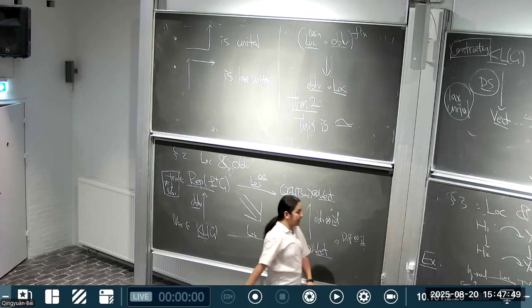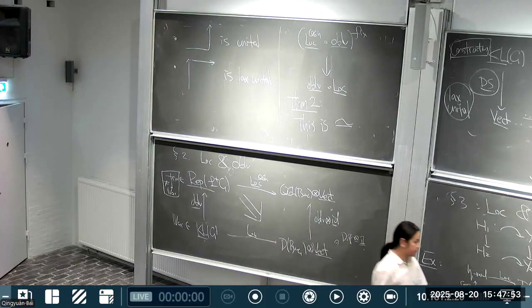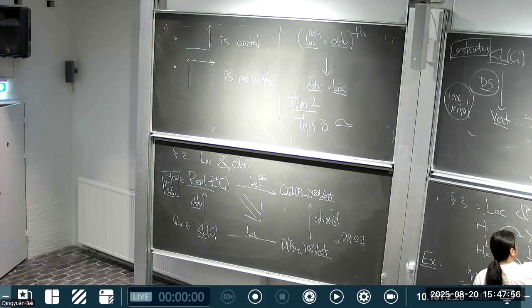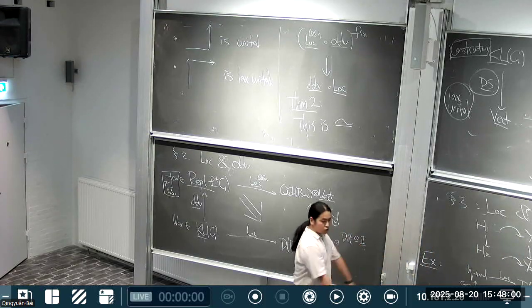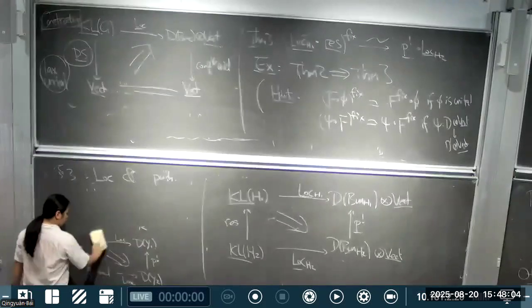Okay, so this is compatibility with lock and pullback. And what's next? So we should do pushforward. Here you can also do a similar story, but instead of doing that, I will just cheat using duality.